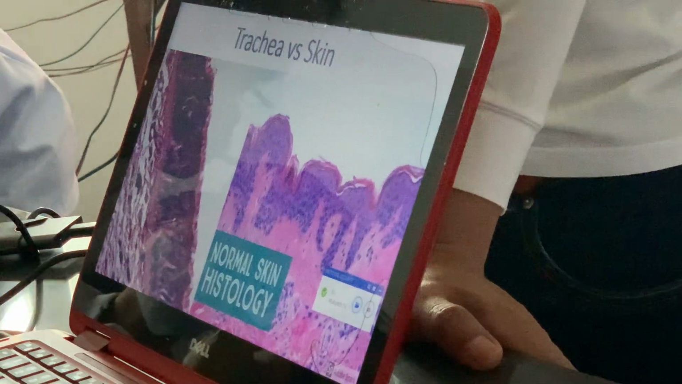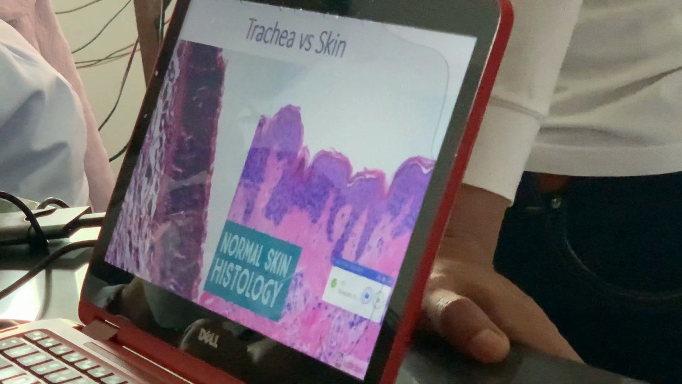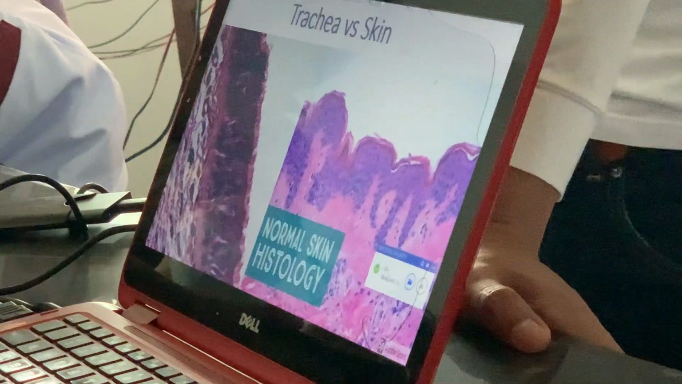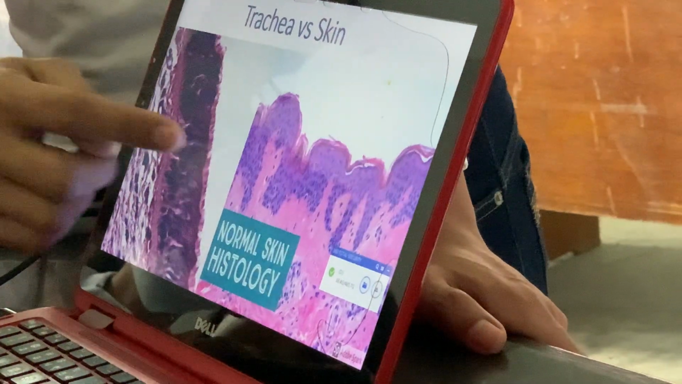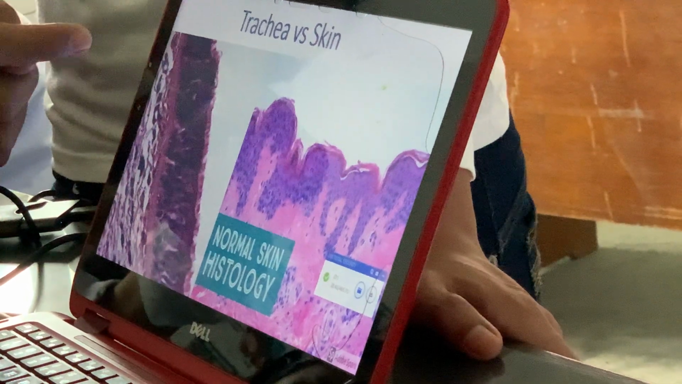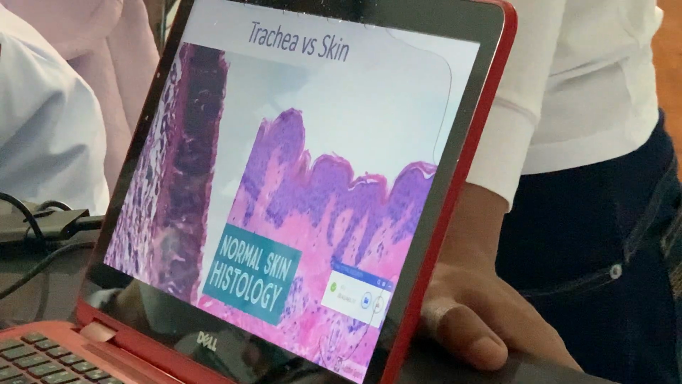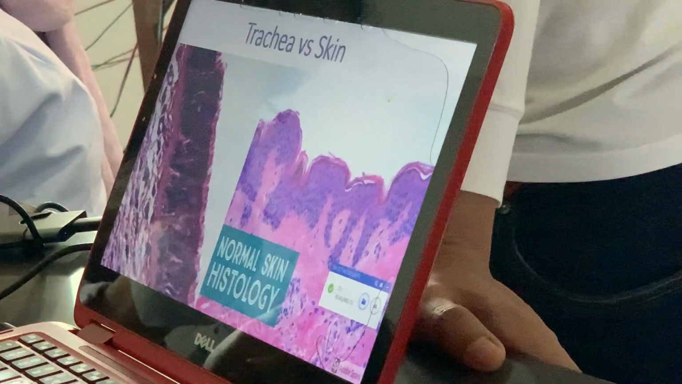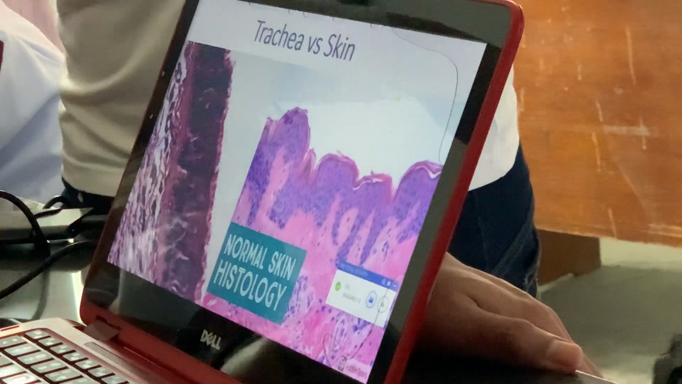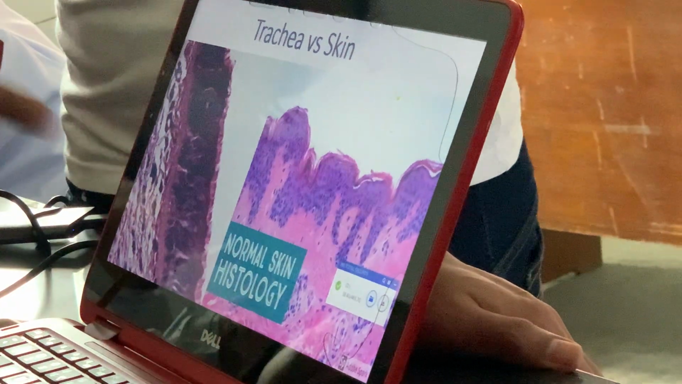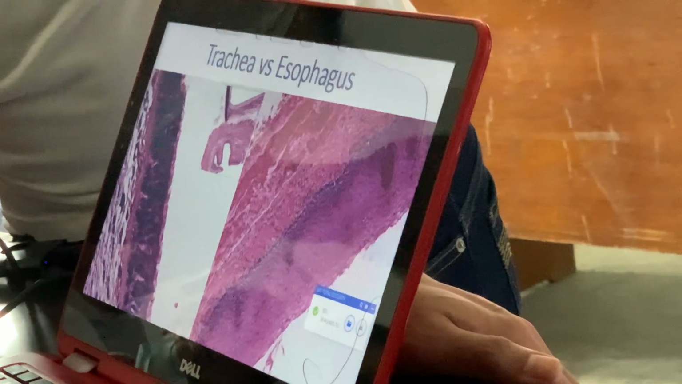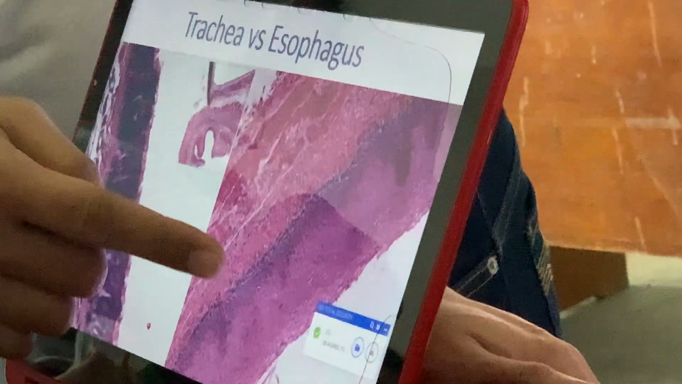When you practice, you have free time next week. You borrow also the skin. Why? Sometimes it can be difficult to differentiate the skin. But for me, of course, 16 years as a pathologist, it's very easy. So, this one, you try to compare under the microscope skin and trachea. Okay, it looks almost the same. Then, this is an esophagus.